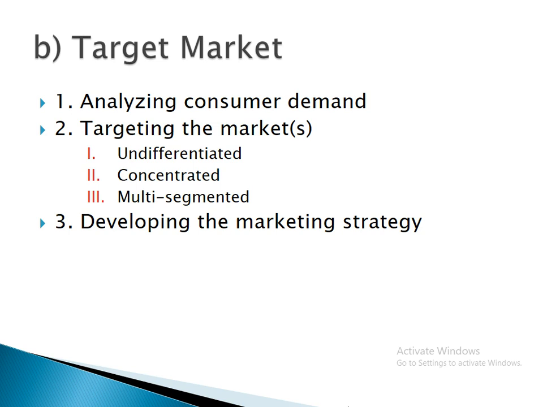Then next is target market. Developing a target market strategy has three phases. First is analyzing the consumer needs or demands, then targeting the markets. That market can be undifferentiated, or it can be concentrated, or it may have multiple segments, so it is multi-segmented. And then developing the appropriate marketing strategy according to the target market.